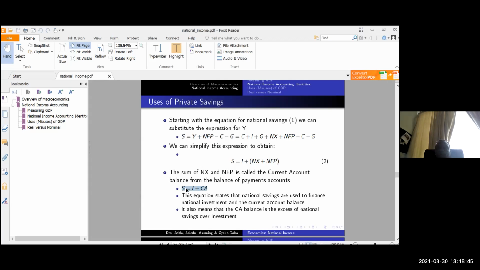If your desired investment is so high but you don't have enough savings in your country, then it's going to be minus. It means that the current account balance here is the excess of national savings over investments. If the country is saving more than they are investing, then you have the excess, a surplus, which would be the current account surplus here. So we have a lot of savings than is being invested.